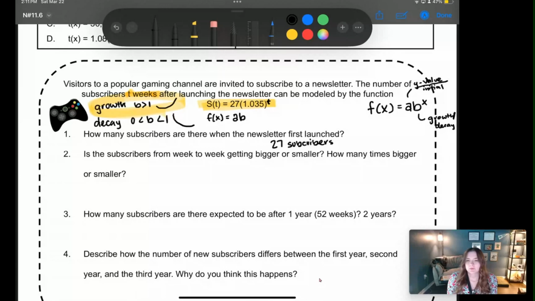Are the subscribers from week to week getting bigger or getting smaller? Well, remember, we already talked about if it's greater than 1, then it's growth, right? And growth would be getting bigger. Exactly. So, how much bigger is it getting? Well, what did it say? What was our B value?